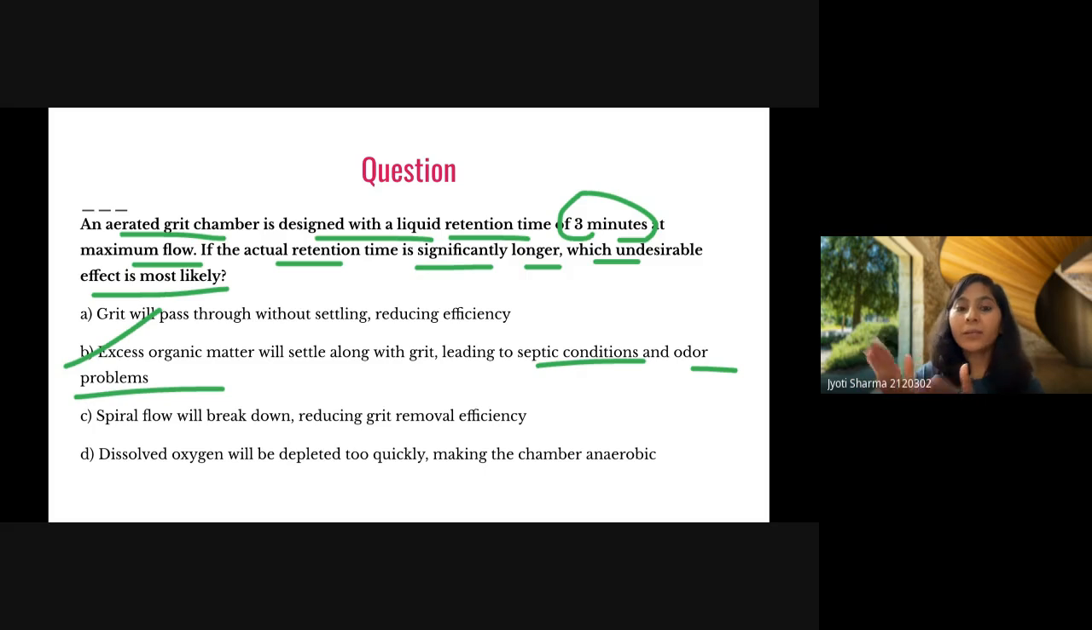So if we have a retention time of more than 3 minutes, then this excessive organic material will also settle down, and this will give you the septic condition. To avoid this kind of condition, the retention time should be 3 minutes. So just see, whenever we are treating wastewater, water retention, which is a kind of hydrological engineering, is very important. There must be calculation to find out this 3 minutes, so that we can keep the organic compounds in suspension only.